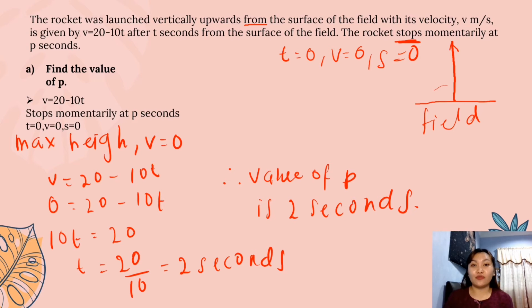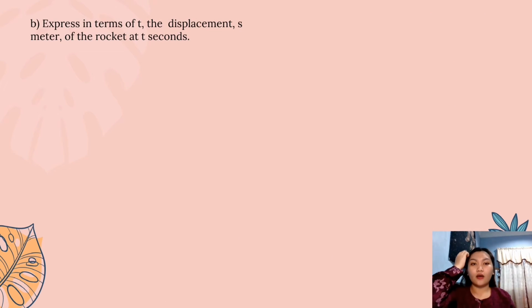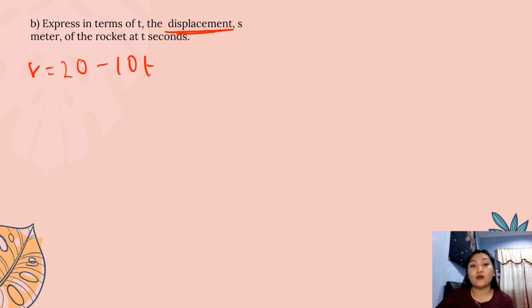Okay, let's move on to question B. In question B, it asks us to express in terms of t the displacement, which is s meters, of the rocket at t seconds. So how are we going to solve this? Find the displacement expressed in terms of t. Remember, the only function given to us is the function of velocity, v equals 20 minus 10t. How are we going to solve this?